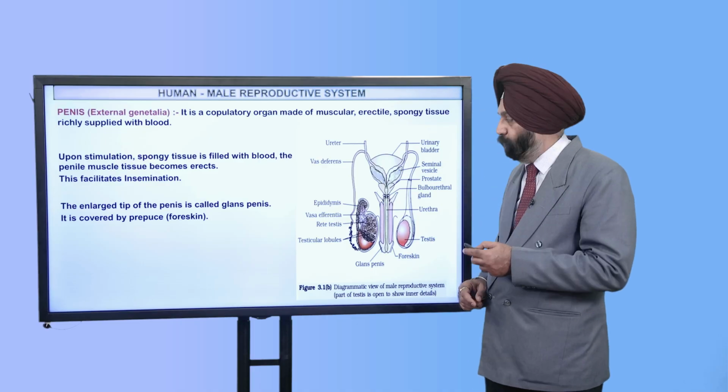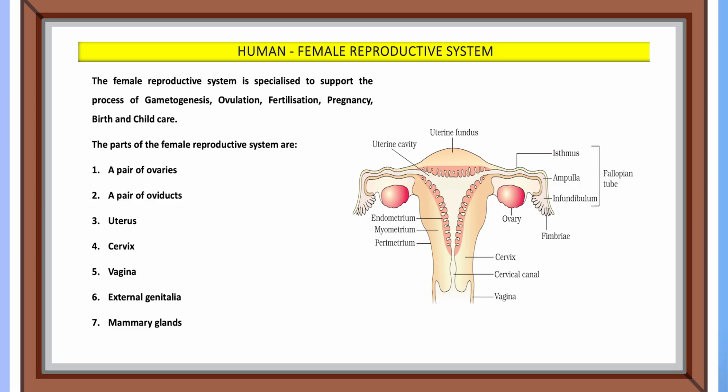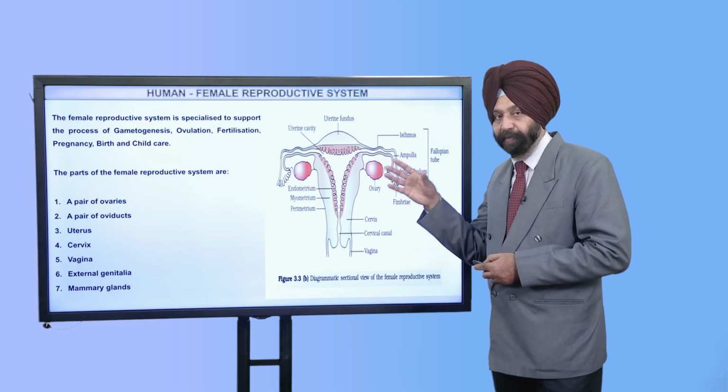Now let us shift over to the female reproductive system. The female reproductive system is specialized to support the process of gametogenesis, ovulation, fertilization, pregnancy, birth and childcare. The parts of the female reproductive system are a pair of ovaries, a pair of oviducts, the uterus, the cervix, the vagina, and then the external genitalia, and also the mammary glands.